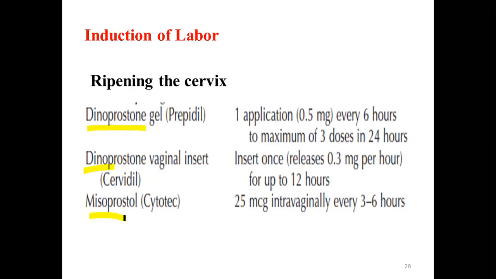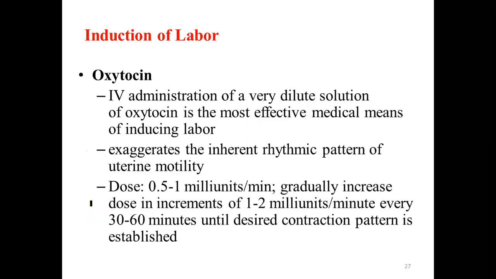Most of them are usually given as intravaginal tablets, so I think this one is widely available. Misoprostol, Cytotec, is usually the most commonly used drug to ripen the cervix. Then after ripening of the cervix, the next step is administration of intravenous oxytocin.